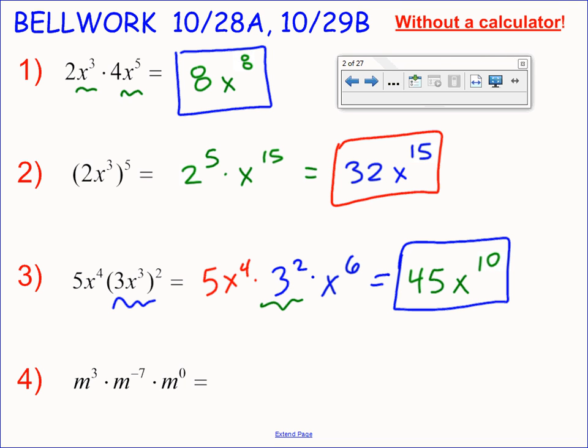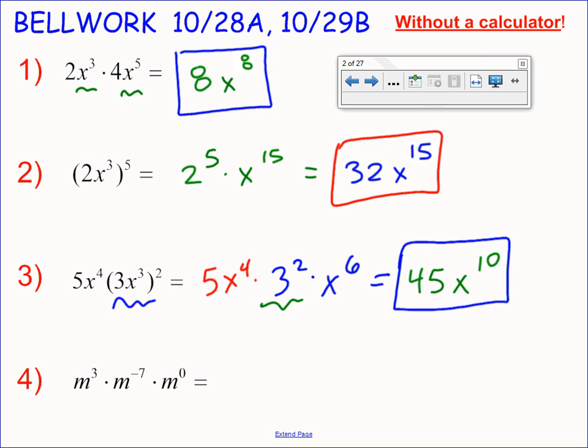Remember, negative exponents don't mean negative answer. They mean reciprocal. M to the negative 7 is the same as 1 over m to the positive 7. However, because there's multiple powers of m lined up right now, I think it's easiest to apply our addition property of exponents. When we multiply powers together that have the same base, we can simply add the exponents.